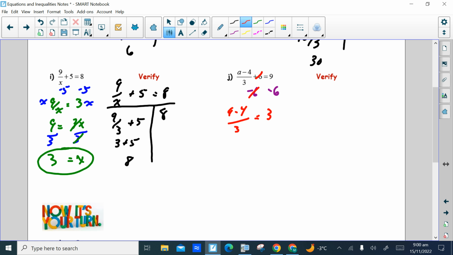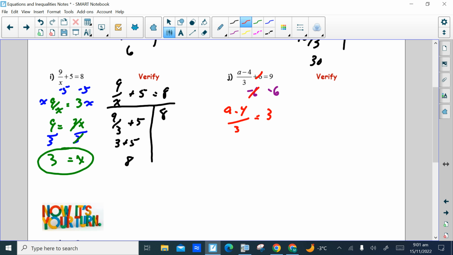So now what, Shiloh? Well, before we can get the a by itself, we have to get the a minus 4 by itself. So we need to get rid of that 3 on the bottom. That's got to be our next step. Remember, you always do your multiplication and division first, adding and subtracting last. So how do we get rid of that 3 on the bottom?